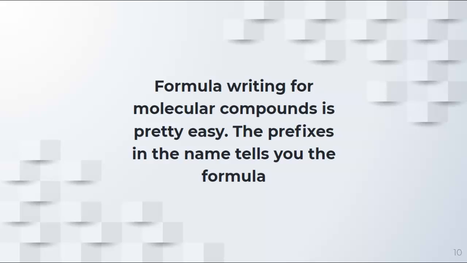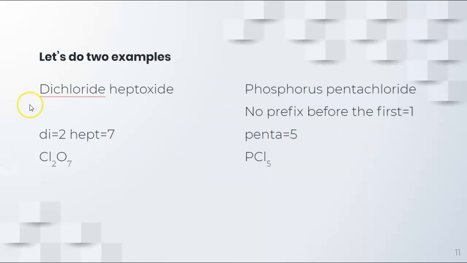That's like our one exception to the rule, because there's always got to be an exception to the rule, right? Thankfully for this, formula writing is super simple because we're not worrying about our charges, and the names will tell us the numbers because of the prefixes. So if I've got dichlorine heptoxide, di is 2 and hepta is 7, so it's Cl2O7. Great. Phosphorus pentachloride: no prefix means it must be 1. Penta is 5, so 1 phosphorus and 5 chlorines, PCl5. That's it.